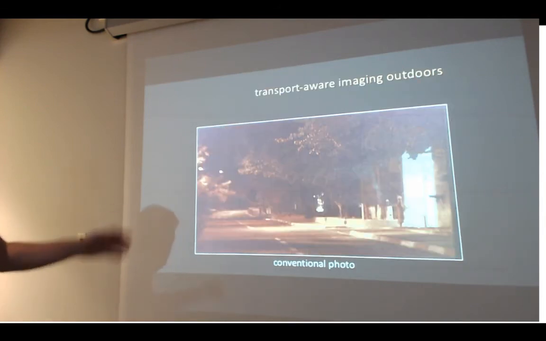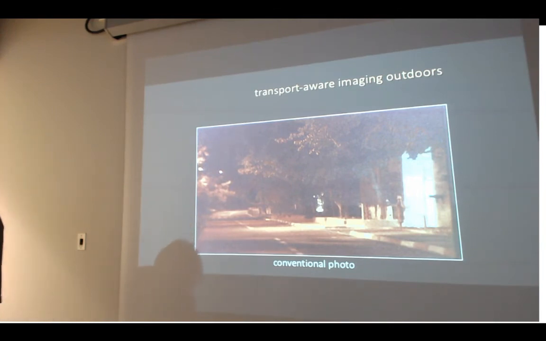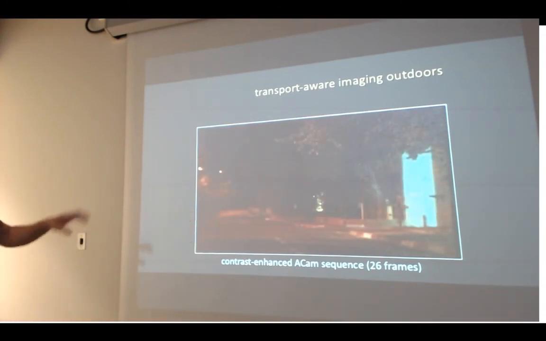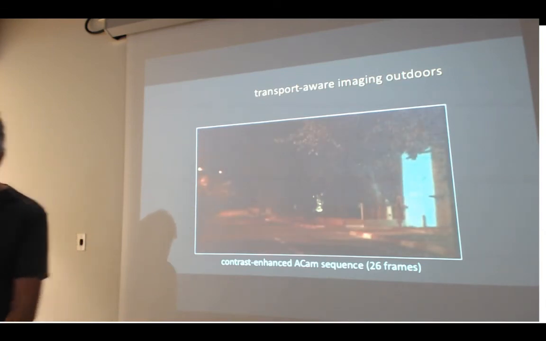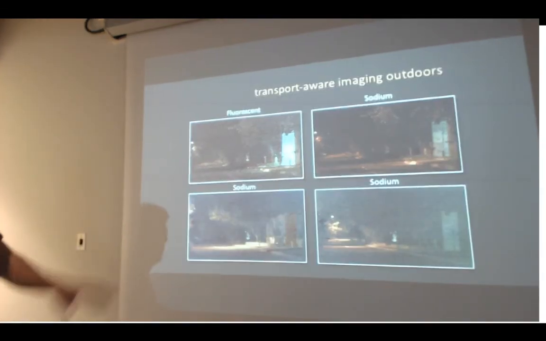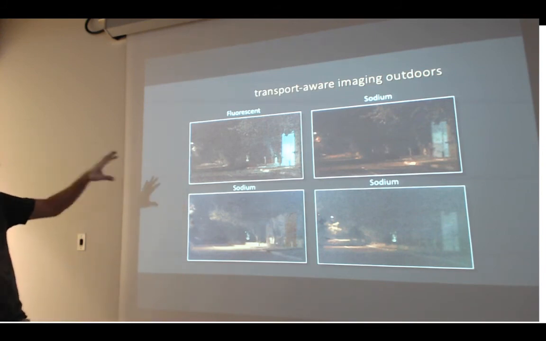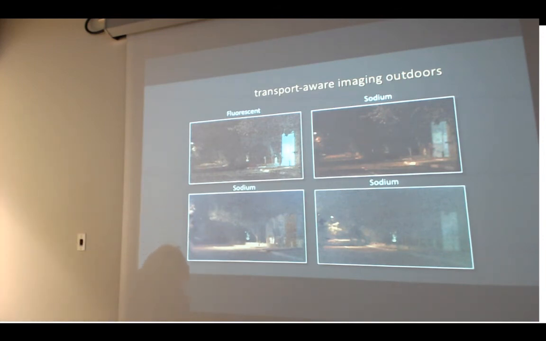And we can do this outdoors as well. So here's a conventional photo, but if you were to look at this at fast time scales, what you would see is that there's a lot of flickering going on, and we can use that information again to capture images of the same environment under many different illumination conditions. So here I'm showing you what the environment would look like if we were just turning on a particular light corresponding to a particular phase or a particular type of light.